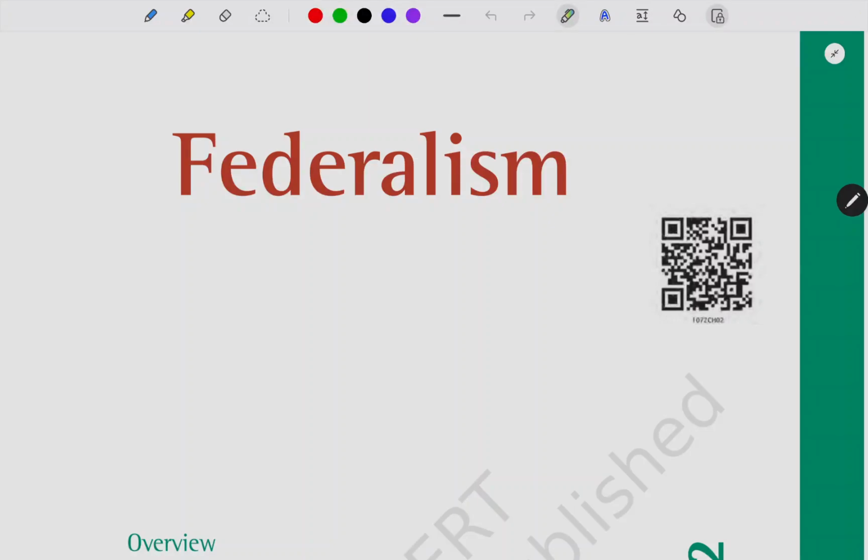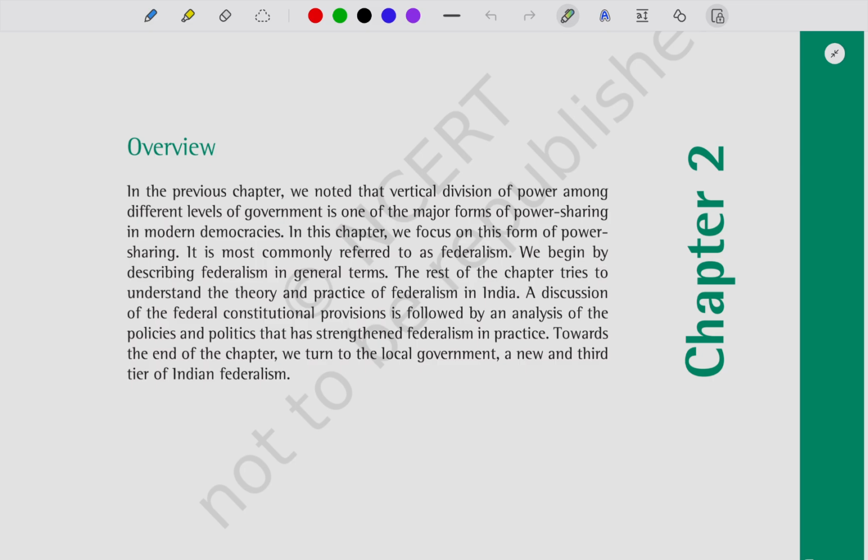In this video, we'll be covering the chapter Federalism from class 10th. Let's start with the overview. In the previous chapter, we noted that vertical division of power among different levels of government is one of the major forms of power sharing in modern democracies. Now, we also learned that power sharing saved some countries like Belgium and Lebanon, while not doing that led to civil wars in Sri Lanka.